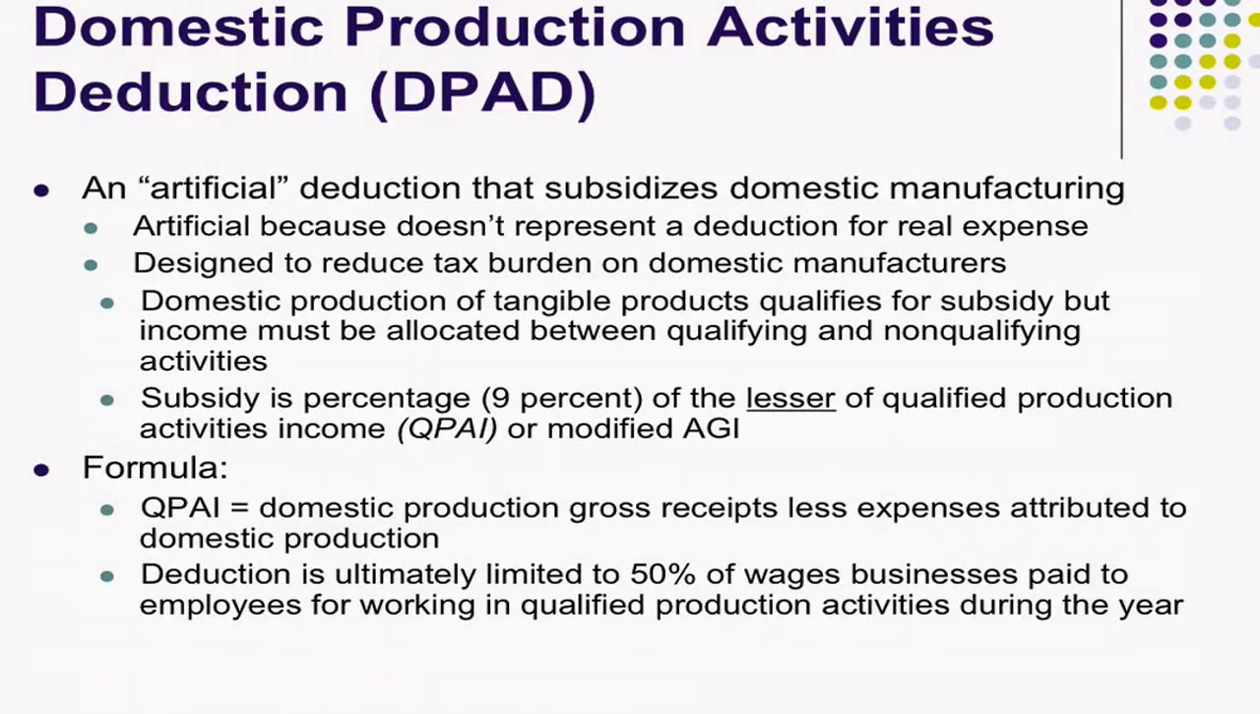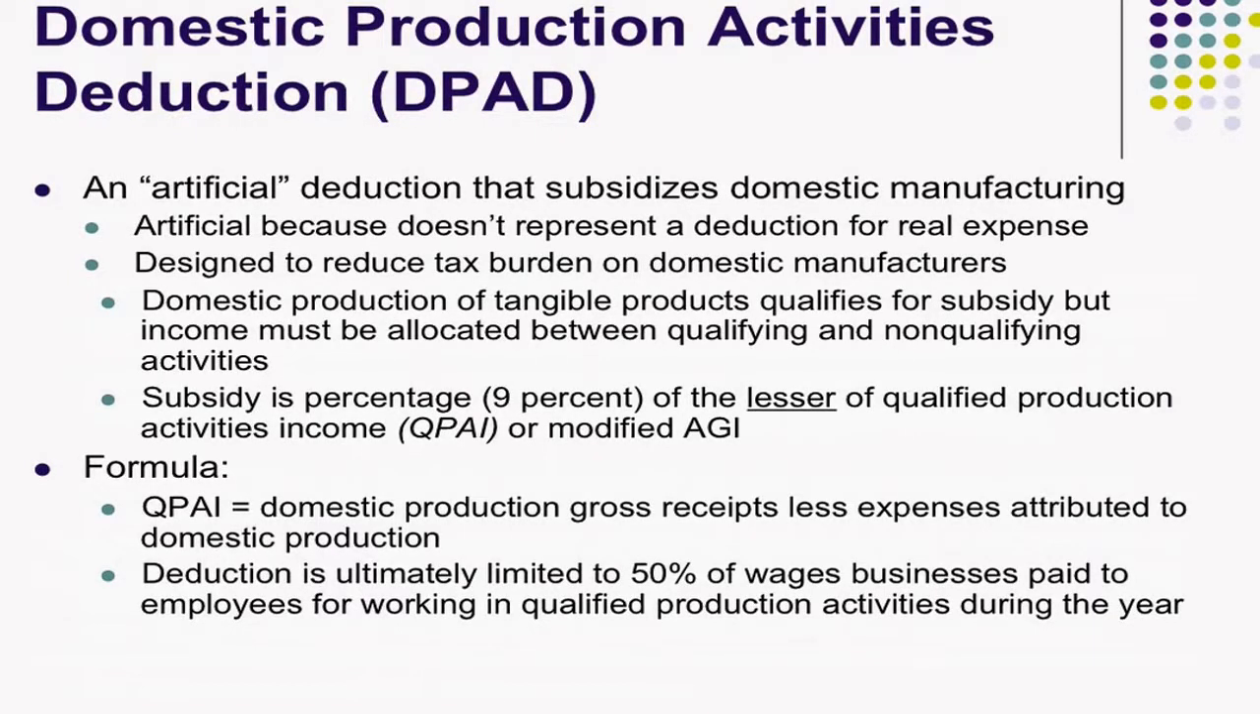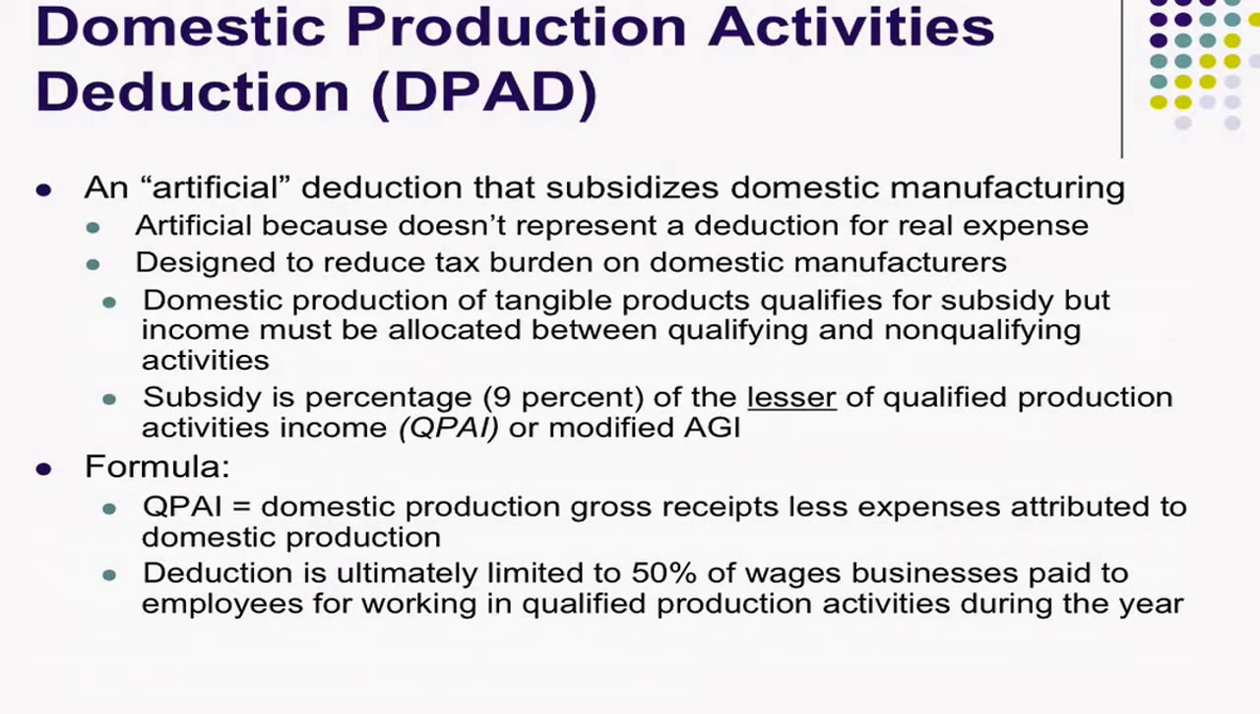They want to keep business in the United States. They want to keep people producing products in the United States. So as an inducement for doing that, if you produce a tangible product of some type in the United States and you can allocate a certain amount of your expenses to that product production, then what we're going to do is we're going to give you 9% of the lesser of qualified production activities income or modified adjusted gross income to be able to take as a deduction.